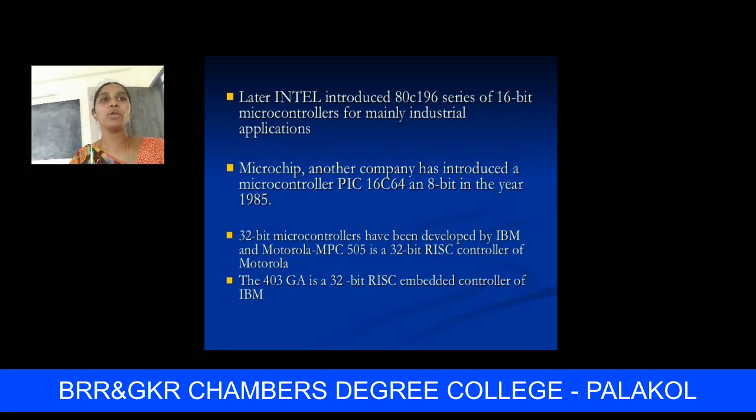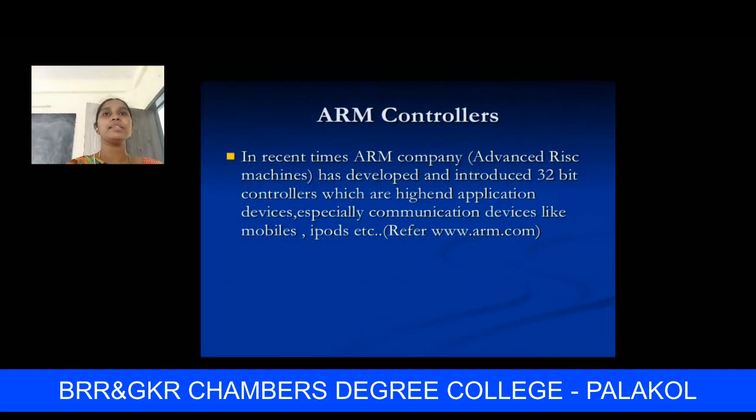32-bit microcontrollers have been developed by IBM and Motorola. The MPC 505 is a 32-bit RISC controller from Motorola. Here RISC means reduced instruction set computer. It was introduced by Motorola. And another one, the 403GA, is a 32-bit RISC embedded controller from IBM. That means IBM introduced this IC.